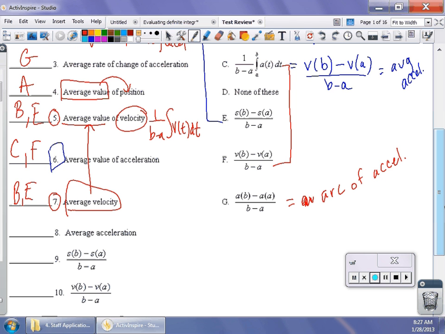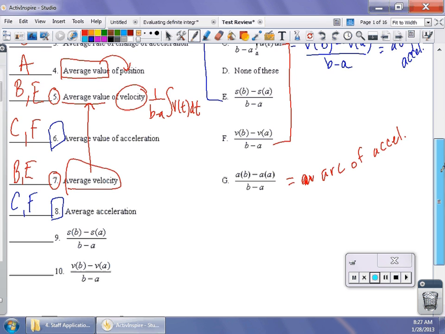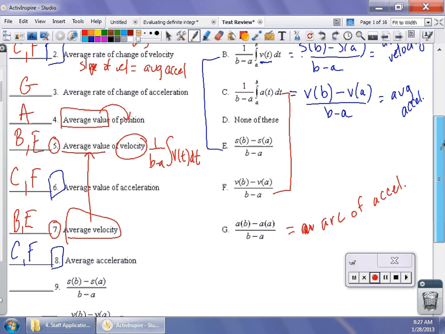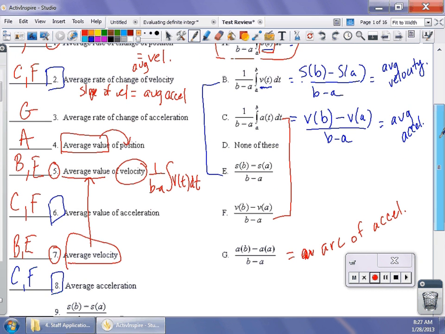Average acceleration is the same thing as asking you the average value of acceleration. So that's C and F. Number 9 and number 10 are easy. Number 9, we're looking for change in position over change in time, which is going to be B and E.